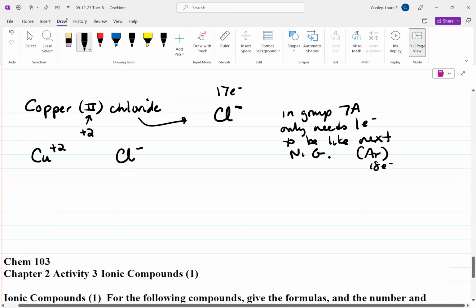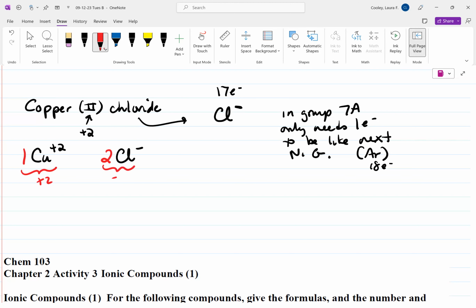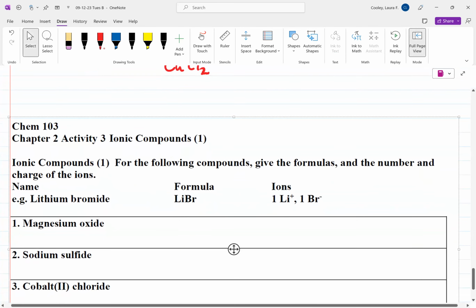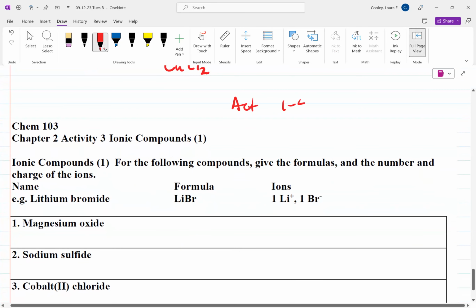You could see that you're going to have 2 of these to balance 1 of these. That gives you a +2 and a -2, which sums to 0. And you would write the compound as CuCl2. You don't put any charges in here, and that 2 becomes a subscript. The Cu doesn't have one. When it has no subscript, it's assumed to be 1, but the 1 is never written. So that's CuCl2. So I'd like you to do this, activity 3, 1 to 5.